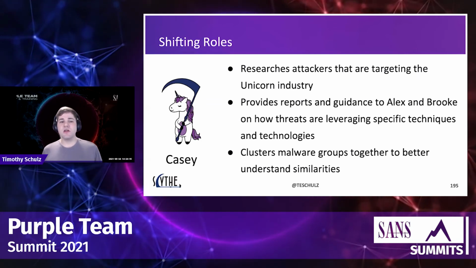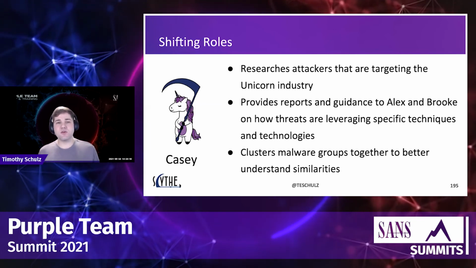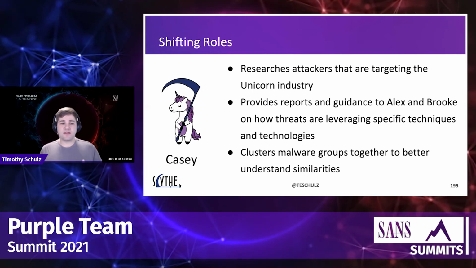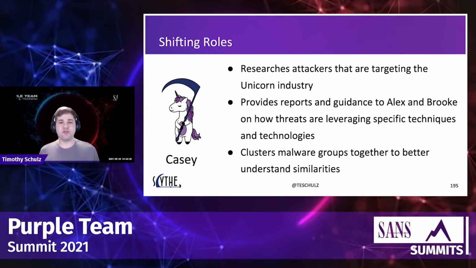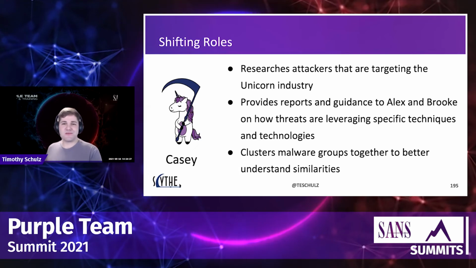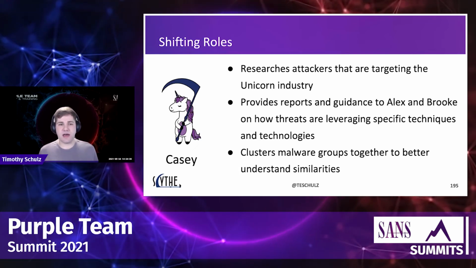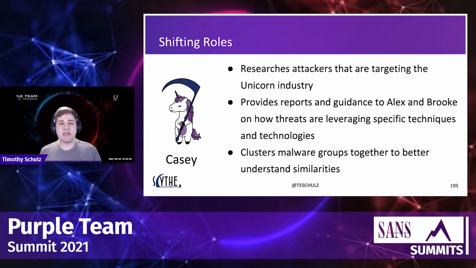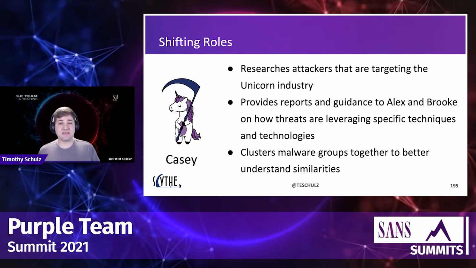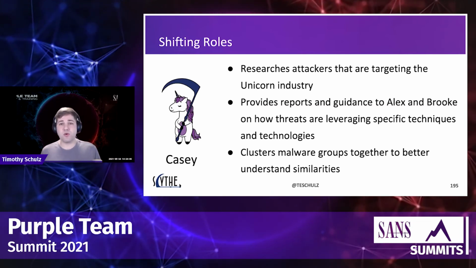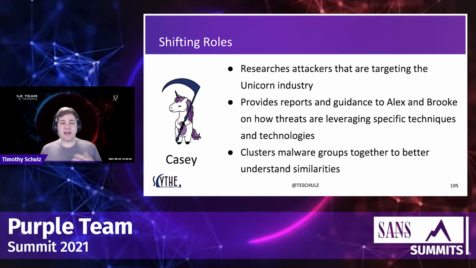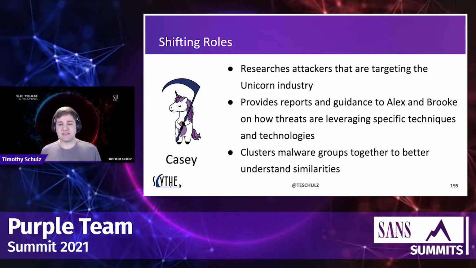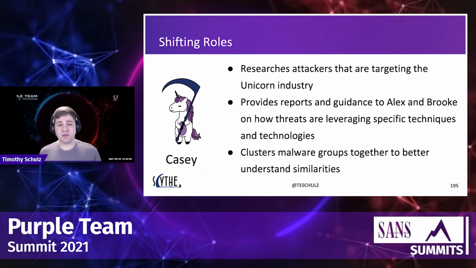But the focus here is that Casey is going to be researching attackers that are targeting the unicorn industry. While it's been great that there's this greater look at all of the different types of cyber threat intel across the entire industry, focusing on who is targeting unicorns is going to be key to providing the information that's necessary to tackling what's needed right now to both Alex and Brooke. That's where providing those reports and guidance to make sure that they are building and testing detections against the latest techniques is really important.